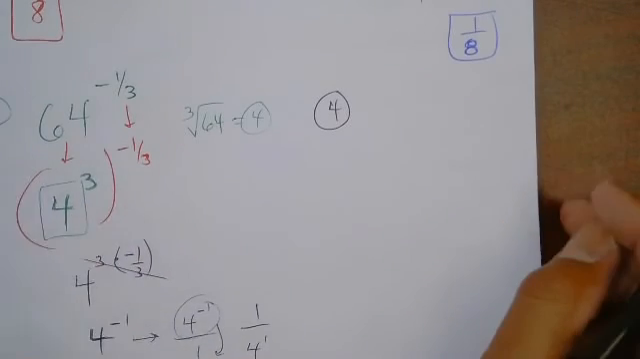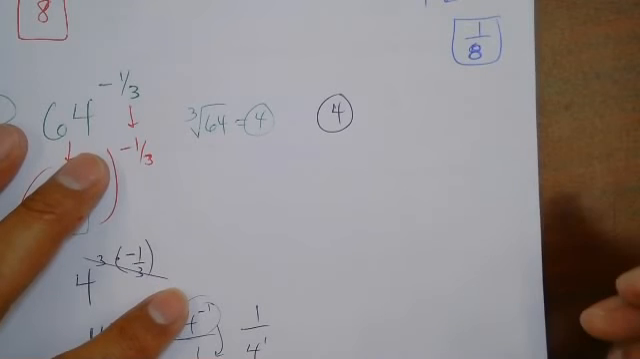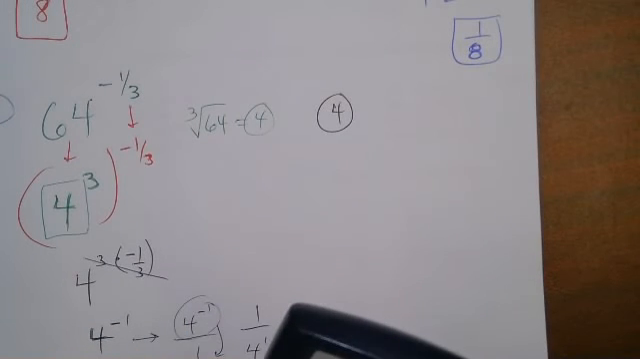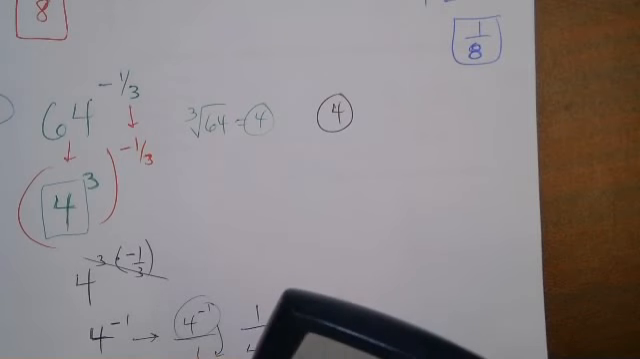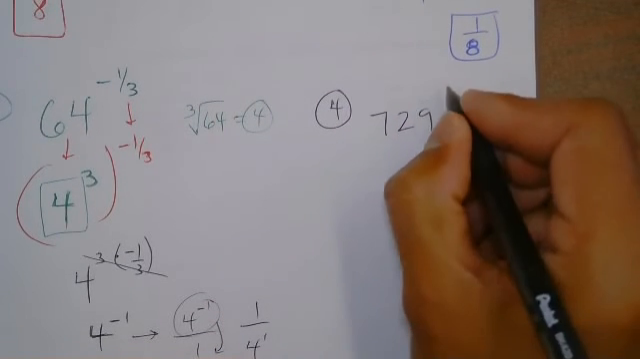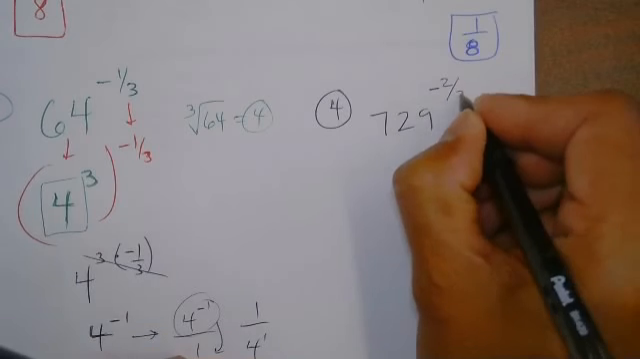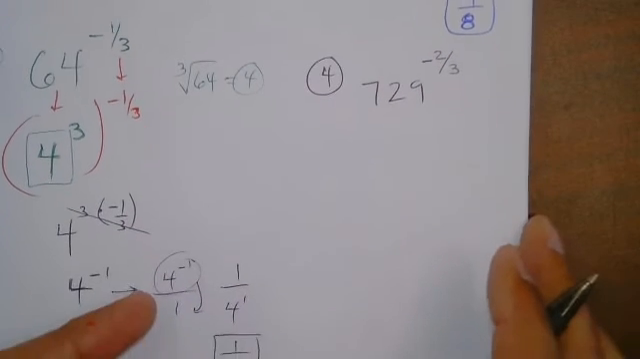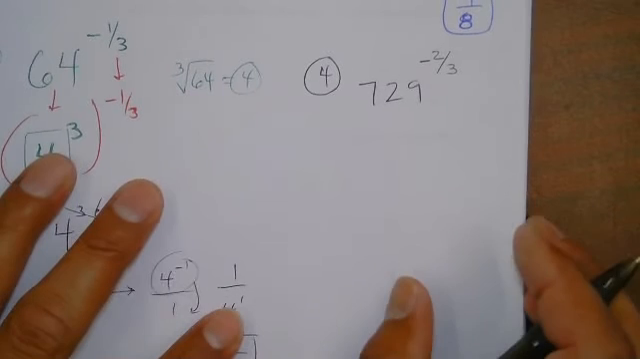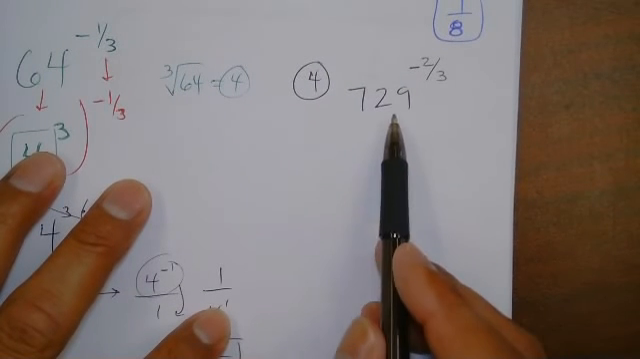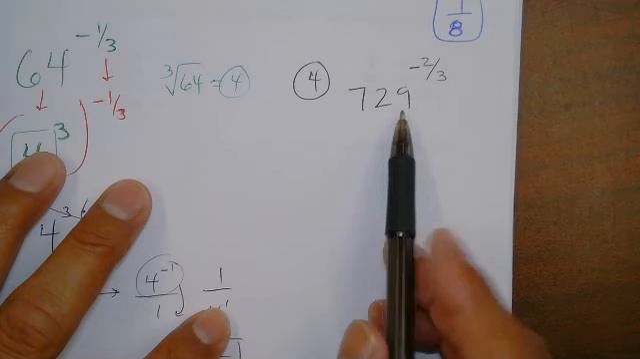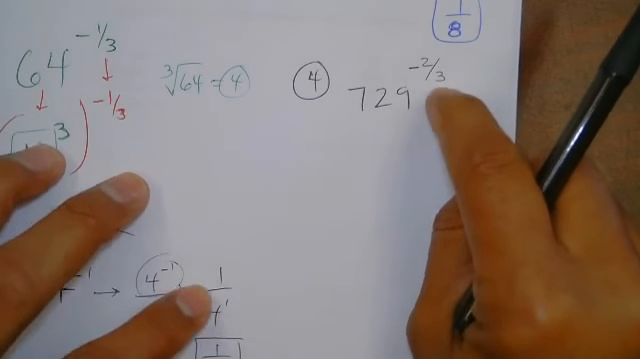Okay, number 4, very similar. What if I tell you, hold on, let me pick a number I know you don't know. Okay, no, you don't know this. I think it's, okay, 729 to the power of negative 2/3. What? How did you get that? Remember, if you don't know what it is, how are you going to do it?